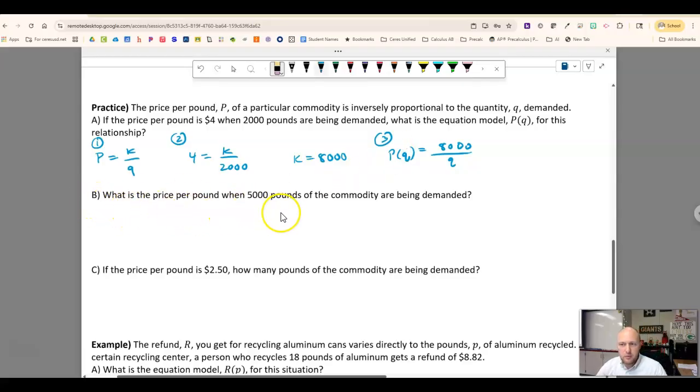All right, B. What is the price per pound when 5,000 pounds of the commodity are being demanded? Go ahead, pause me, try this one.